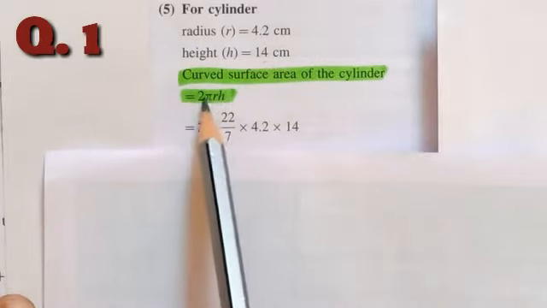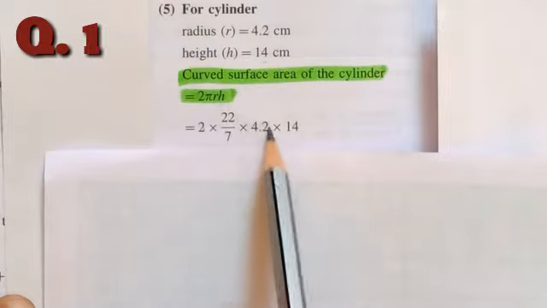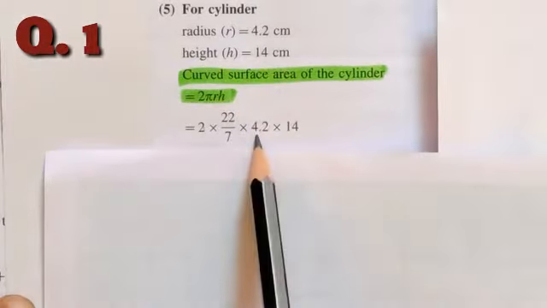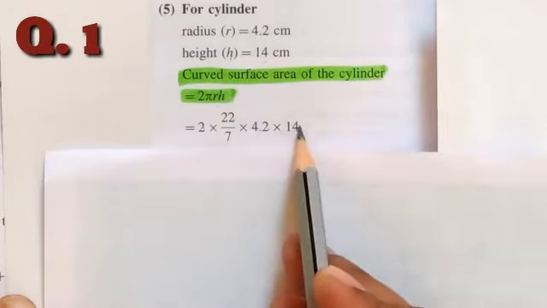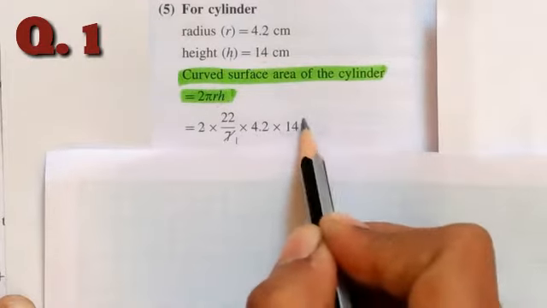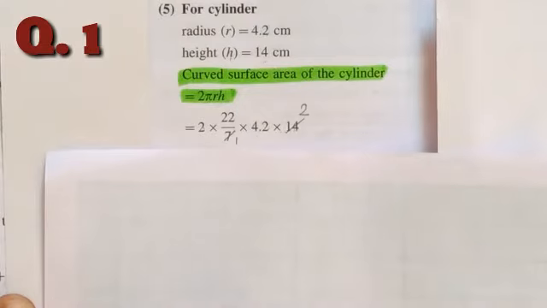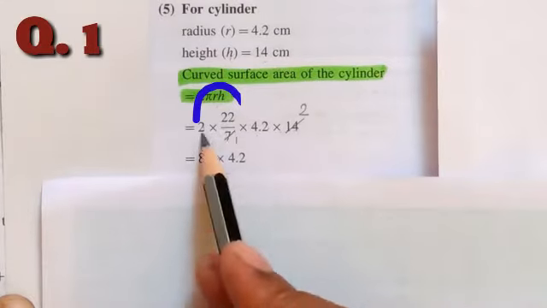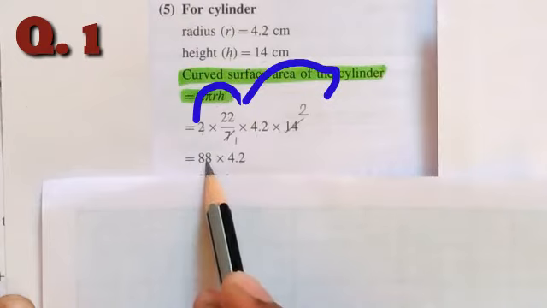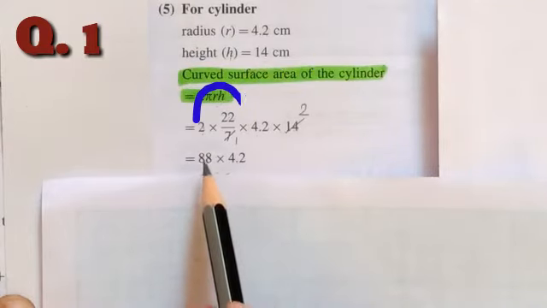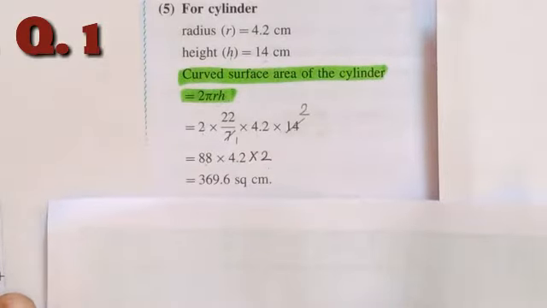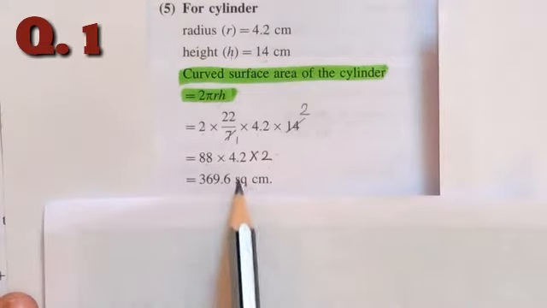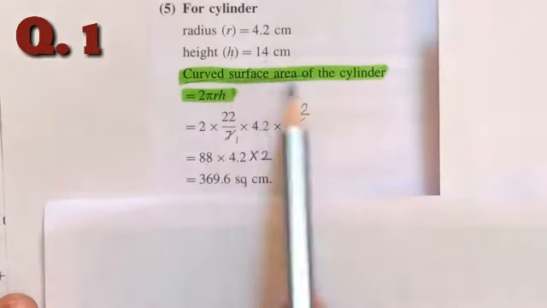2 will be as it is, value of pi 22 upon 7, multiply with r, it means radius 4.2 centimeter, multiply with 14, which is our height. Now students, here instead of 4.2 we can easily cut this 14. 7 ones are 7, 7 twos are 14. If you do the calculation properly, 2 multiply with 22, the answer will be 44. 44 multiply with 2, the answer will be 88. The remaining 4.2 will be as it is. We do the calculation, then we get the answer, that is 369.6 square centimeter. This is nothing but the curved surface area of the cylinder.